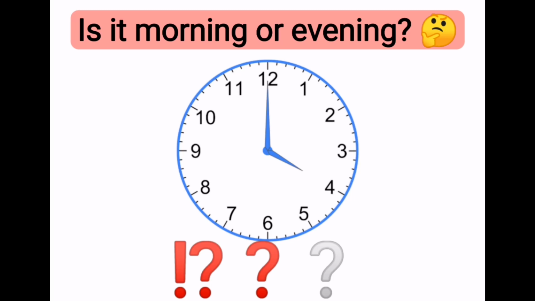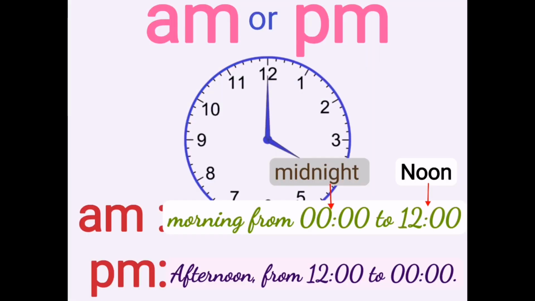Now, is it morning or evening? How can we know whether it is morning or evening? That's what we are going to figure out together. I know you're confused, so let's see some elaboration here. We have AM or PM simply. AM means morning, from 12 of midnight to 12 of noon.